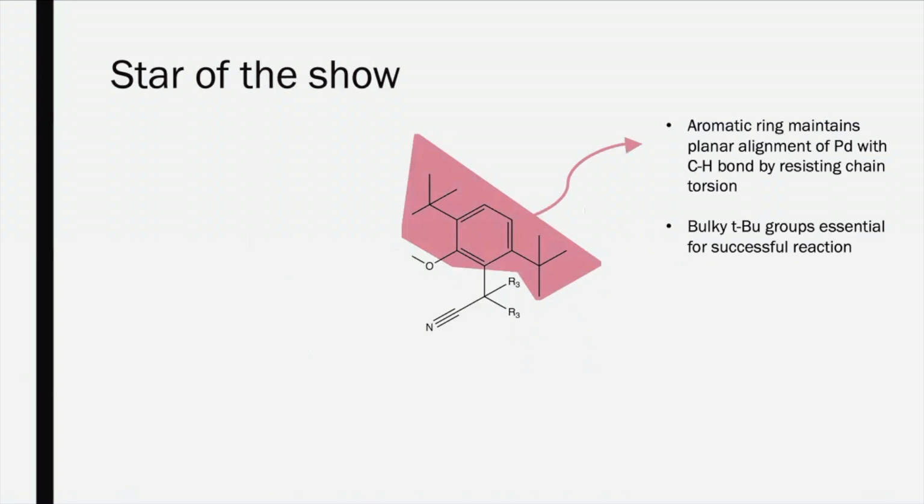The group found that the aryl group allowed for the palladium to be held in the same plane as the CH bond, and that without the substituents the reaction didn't proceed at all. It's likely that tertiary butyl prevented free rotation.